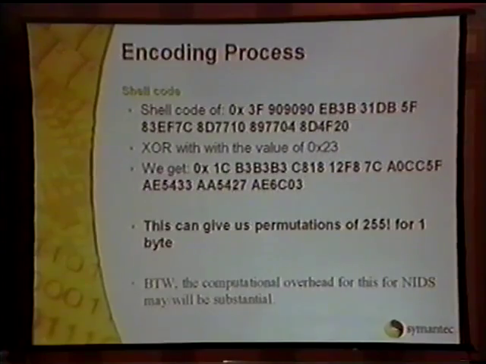The major problem here is that when I have a value in my shellcode that can be any value from 00 to FF, and I XOR that with any value, my permutations are 255 factorial, which is a big number. And this causes great computational overhead for NIDS.